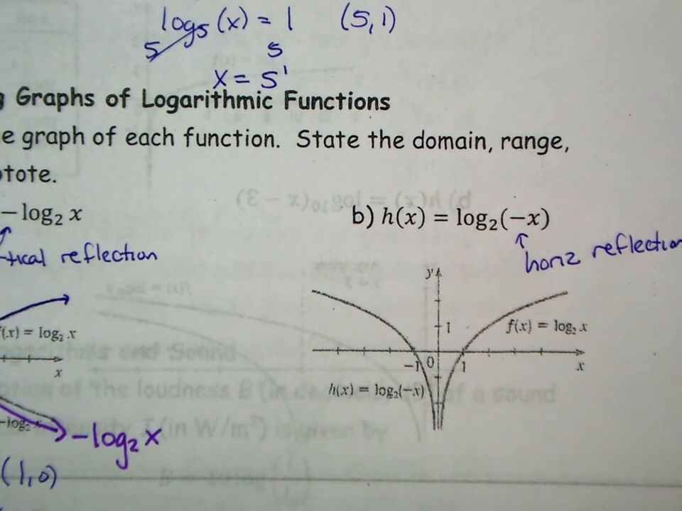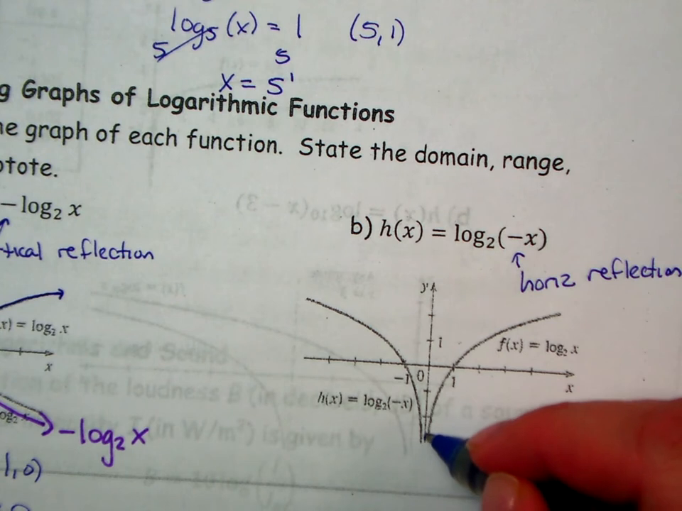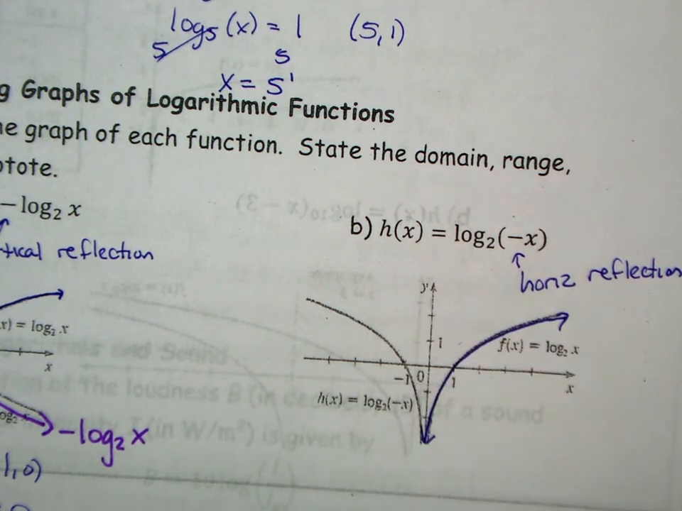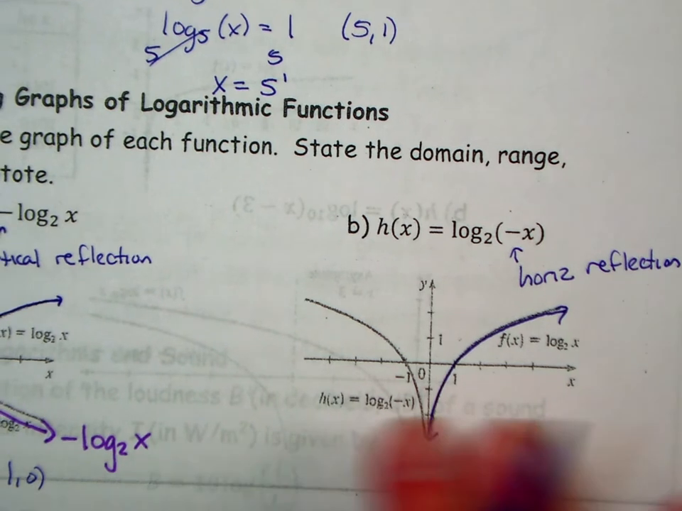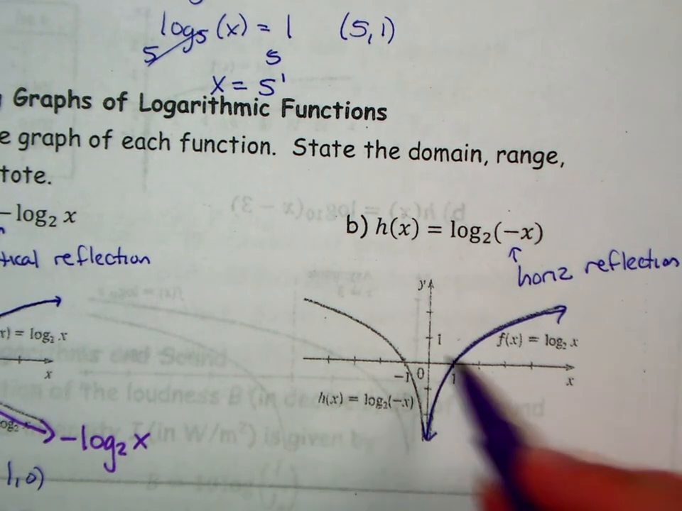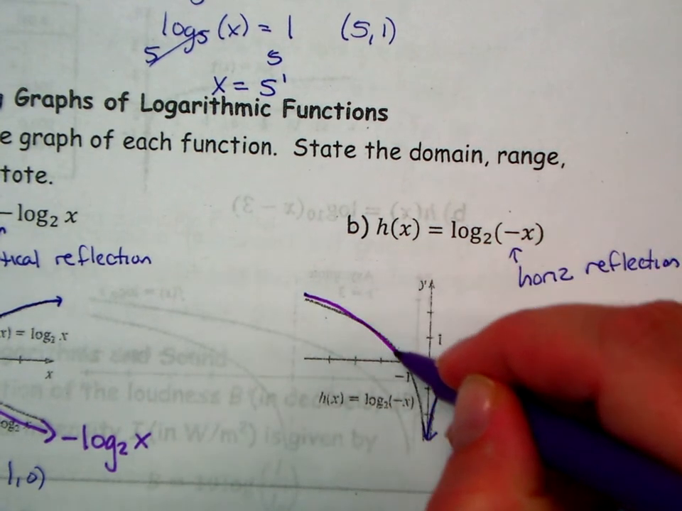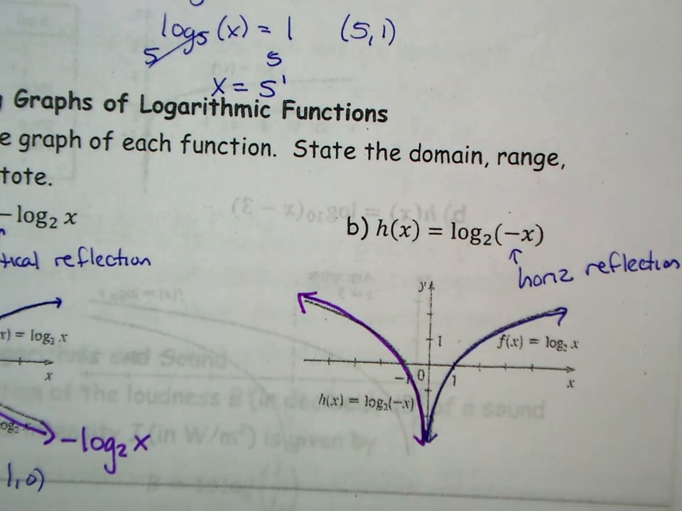So the entire logarithm form, log base 2, is here. It goes through 1, 0, right? Here's your original. Now, if I were to reflect that horizontally, what's on the right goes on the left, what's on the left goes on the right. We get this graph, right, the mirror image over here. Now this will change some things, right?